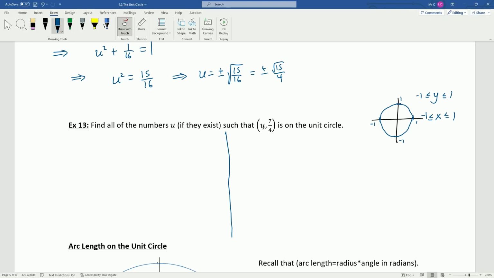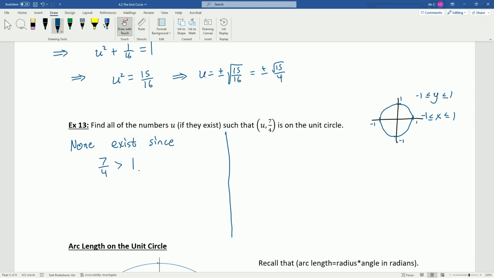So when I see this problem, find all the numbers u, if they exist, such that u, 7/4 is on the unit circle, I can immediately say none exist because 7/4 is bigger than 1. And our y values have to be between negative 1 and 1, inclusive, right? 7/4 is bigger than 1. That's not within this interval, so that's not possible. It can't be on the unit circle.